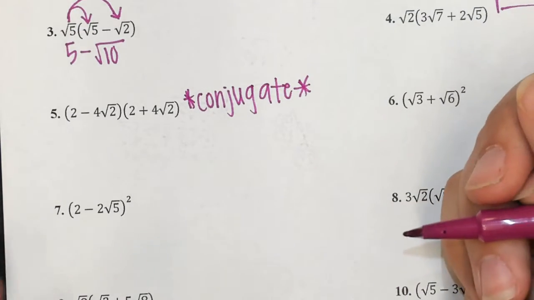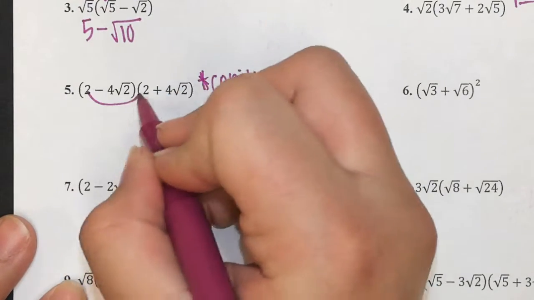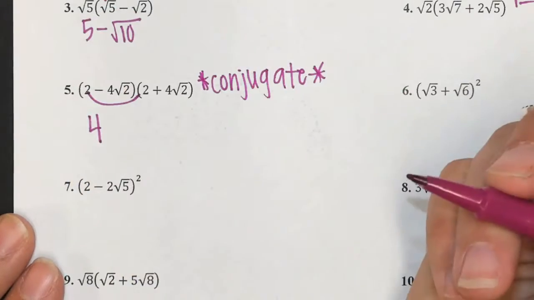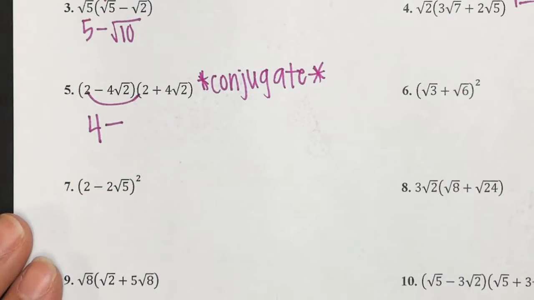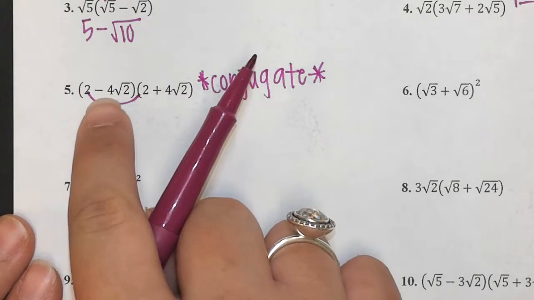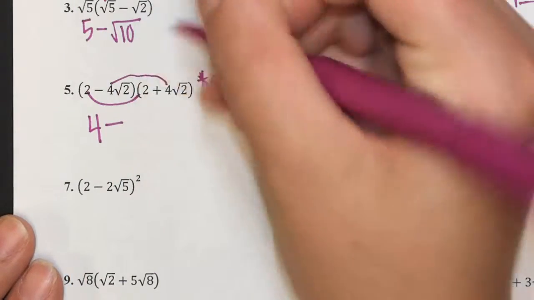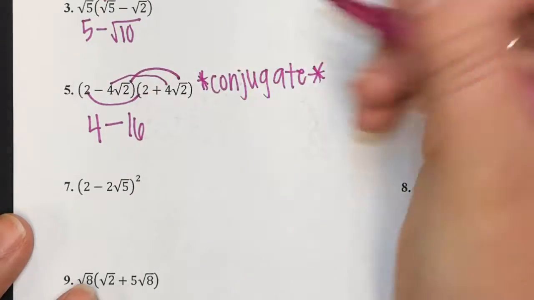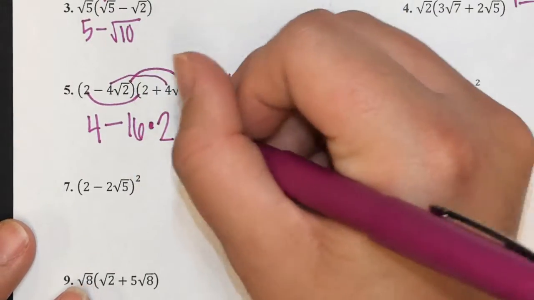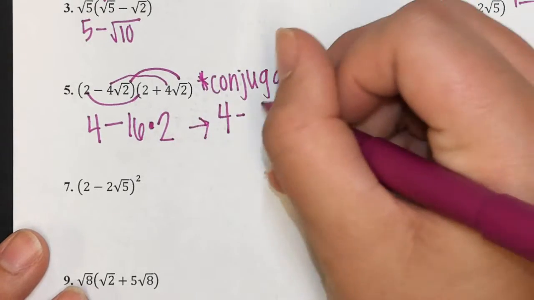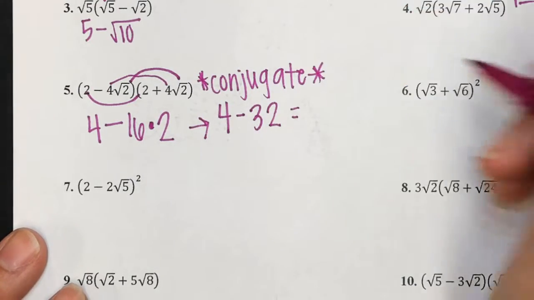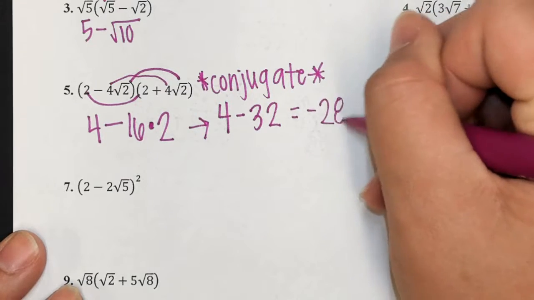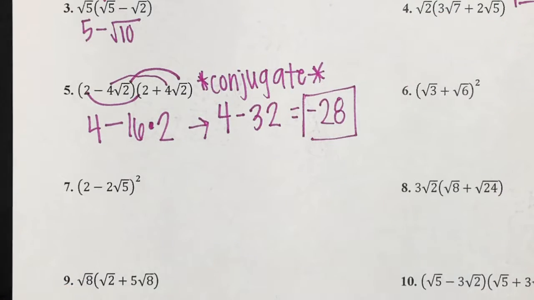Just do first and last. 2 times 2 is 4. It's always a minus. 4 times 4 is 16. The square root of 2 times the square root of 2 is just 2. So that's 4 minus 32, which equals negative 28. Don't waste your time FOILing it all out if you see it's a conjugate.